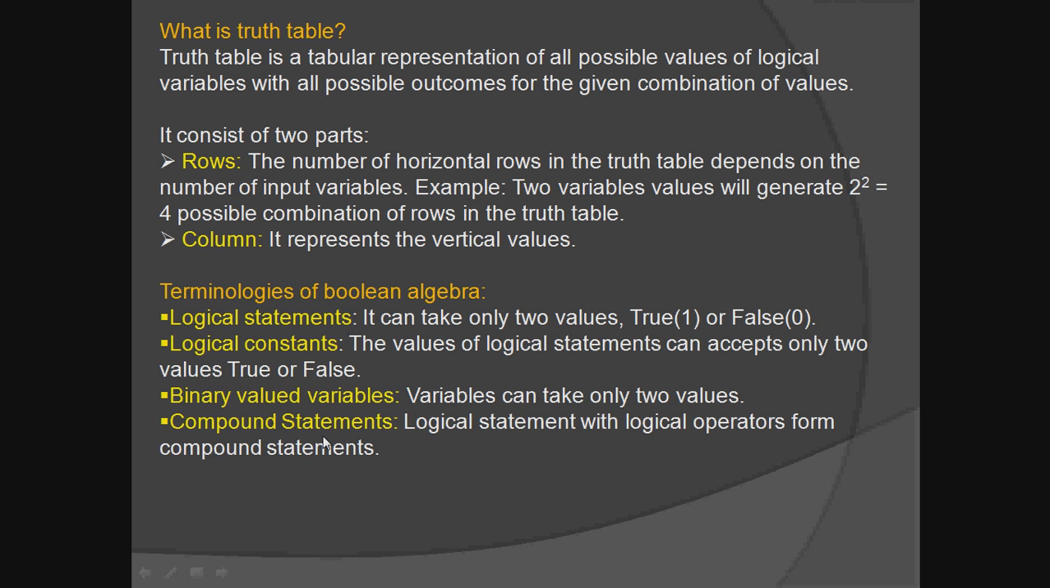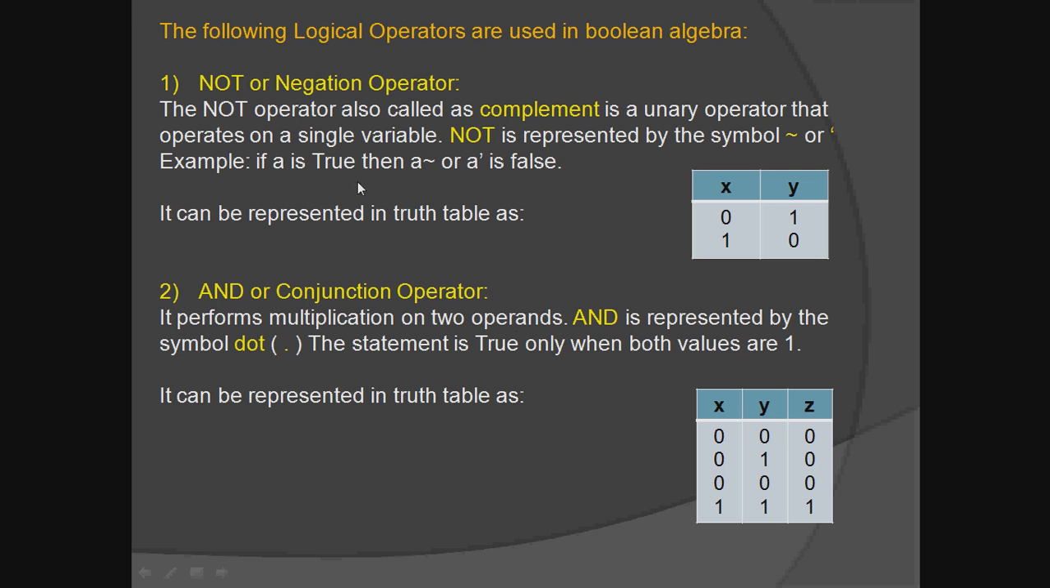Now in compound statements, we can have more than two logical statements, or two, or three logical statements, based on more than two or three variables, like that. Where we use the logical operators such as and, or, and not, that is termed a compound statement. Now these are the following logical operators that are used in Boolean algebra.